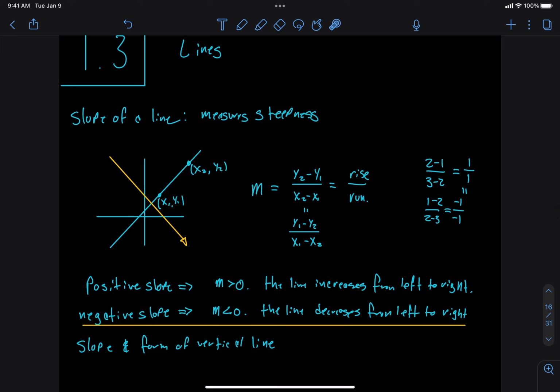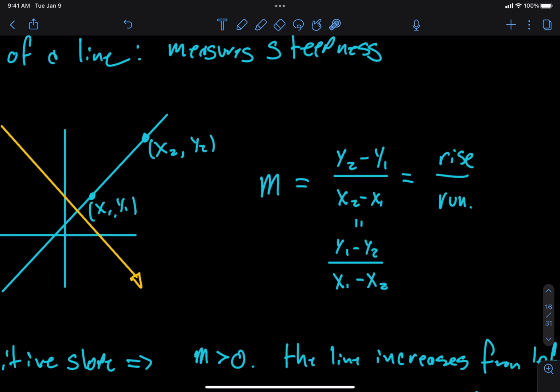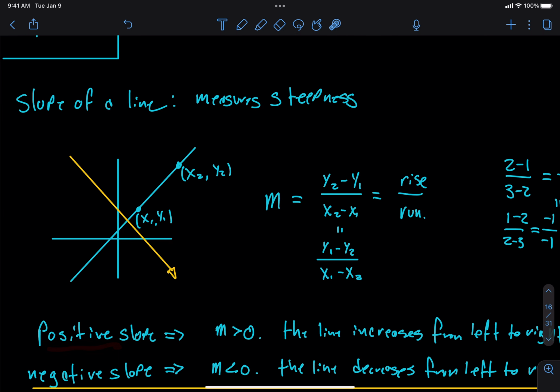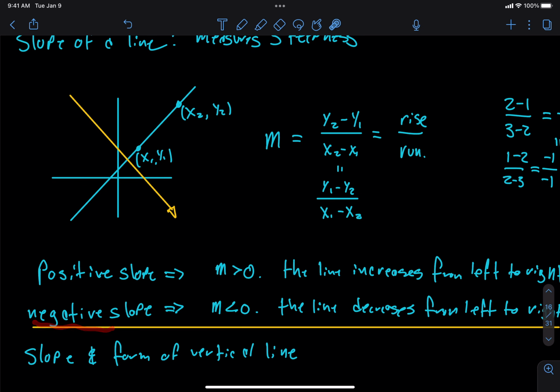And the last thing that I think I said was how to identify positive and negative slope visually. Well, if we have a positive slope, then that means exactly what you think it means. It means that the number m, which we use to describe the slope, i.e. the rise over the run, is a positive number. Okay? And a positive slope means that the line increases from left to right. So the way we think about that is, if I was a little person here and I was going to walk in this direction, I ask myself, will I be walking uphill or will I be walking downhill? Okay, if I'm walking uphill, then we have a positive slope. If I'm walking downhill, then I have a negative slope.